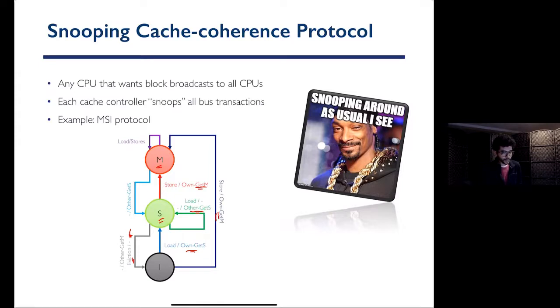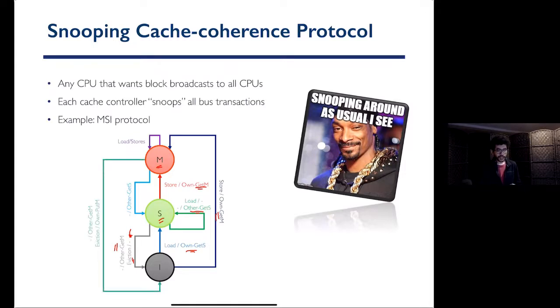If, however, I'm not going to evict it, but somebody else wants it in GetM, so let's say I had it in shared, and then I'm snooping and I hear somebody say GetM, so they want to modify. At this point, there is no point for me to keep this in S state, because they're going to modify it. So I'm going to make it invalid. If somebody else wants to write, then I make it invalid. So these are the two situations where you go from S to I.